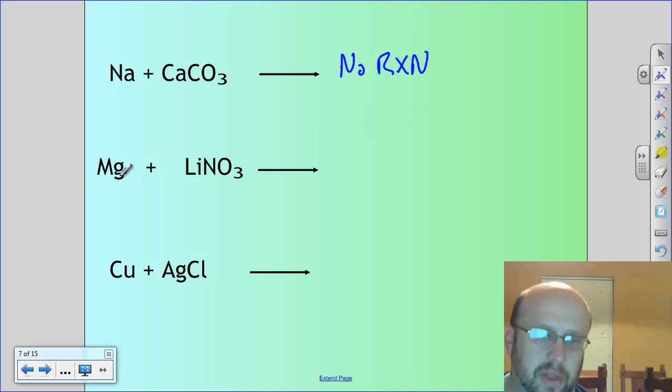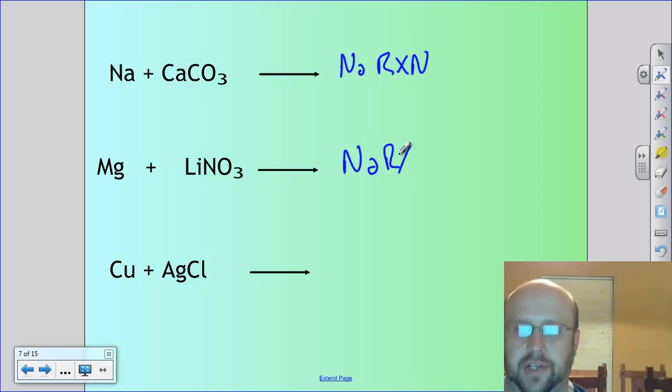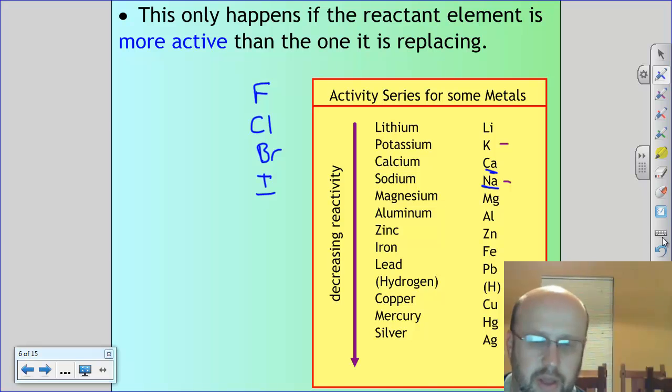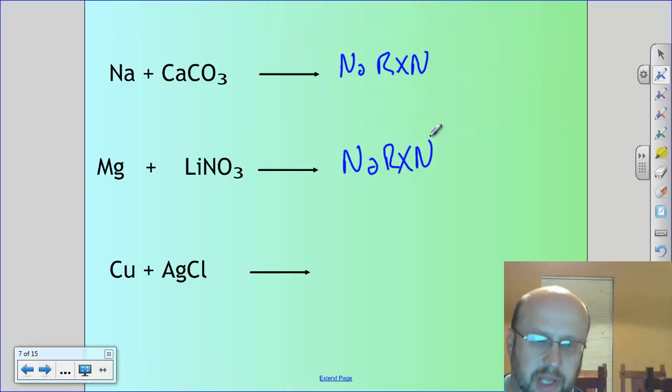Okay, that's also going to be true in the second case. If you look at magnesium and then look at your chart, lithium is always the highest, so we would get no reaction. Okay, so if we look back on our chart here at copper and silver, they're both pretty low on the table, but copper is a little bit higher than silver. So that means copper is going to take silver's place.